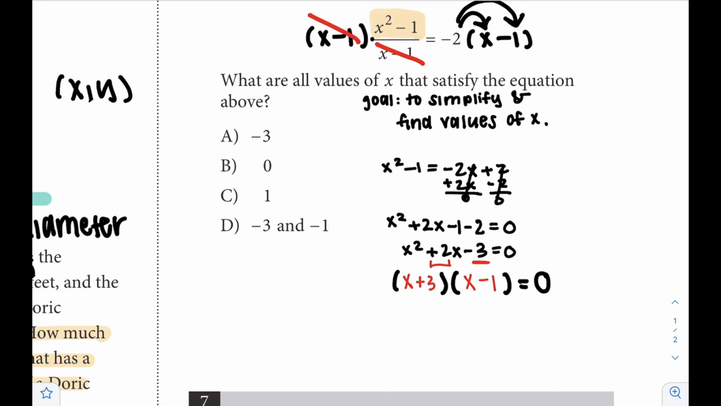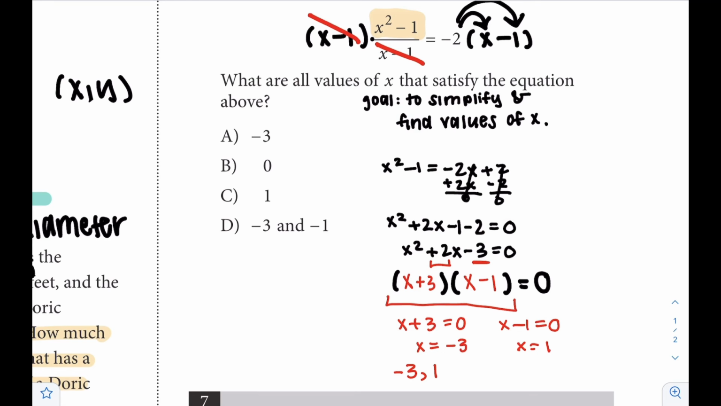So we now have these parenthetical expressions. Now we use these and set them both equal to 0, and those will give us the x values that satisfy the original equation. So x plus 3 equals 0, that gives us that x equals negative 3. x minus 1 is 0, that gives us that x is equal to 1. So our solutions are negative 3 and 1.